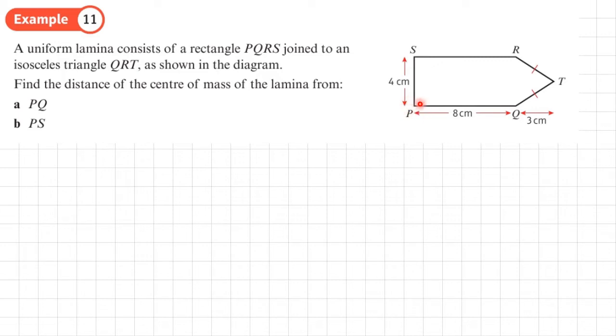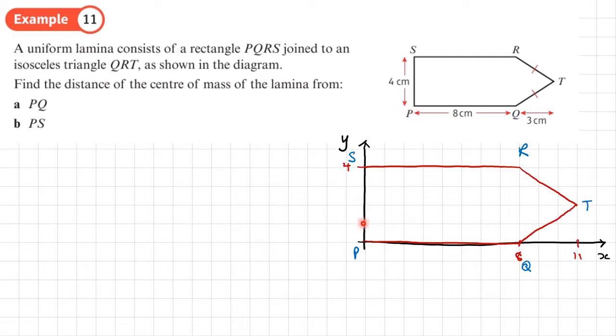So the first thing we're going to do is to draw a diagram and then put the origin where point P is. Okay, so here's my sketch. I've actually drawn it so that 1 square is 1 centimeter, but you don't need to do that. What's important is that you have the correct numbers on the scale.